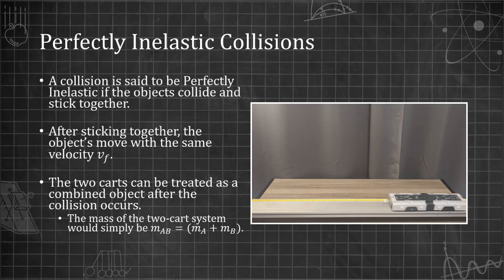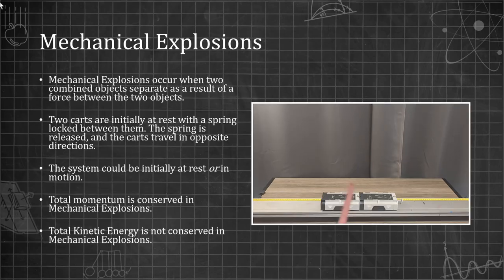But we get to do kind of a math trick when we analyze these problems where, since they're stuck together, the two objects are basically moving as one object. So we can say that they have the same final velocity, and we can just call that Vf. The two objects can be treated as one combined object. And so the mass of the two-cart system afterwards, instead of calling it MA and MB separately, we can say MAB or (MA + MB) in parentheses.